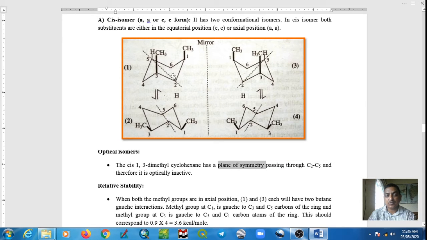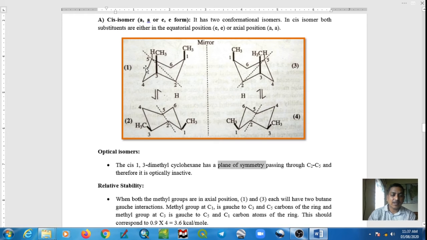Plane of symmetry passing through this C2 and C5 carbon. So this plane of symmetry divides this molecule into two parts. Hence, cis-1,3-dimethyl cyclohexane is optically inactive. So remember, cis 1,3-dimethyl cyclohexane is optically inactive because of plane of symmetry passing through C2 and C5 carbon.